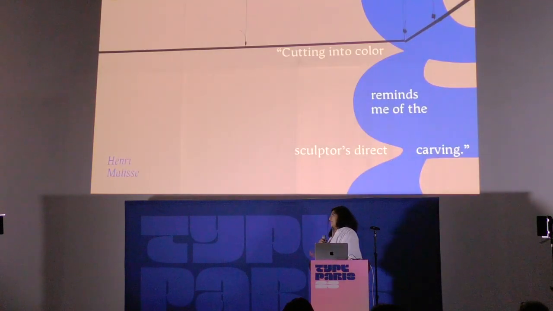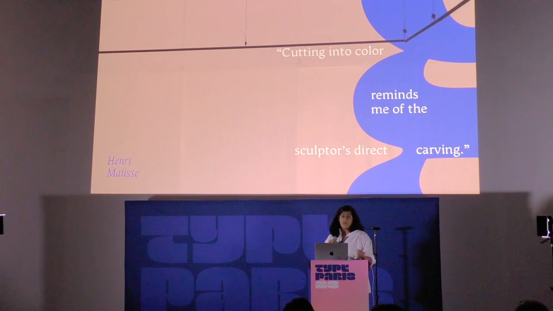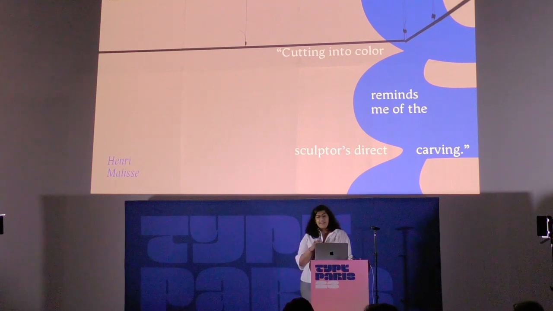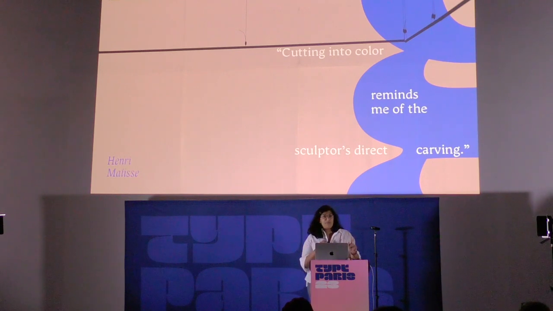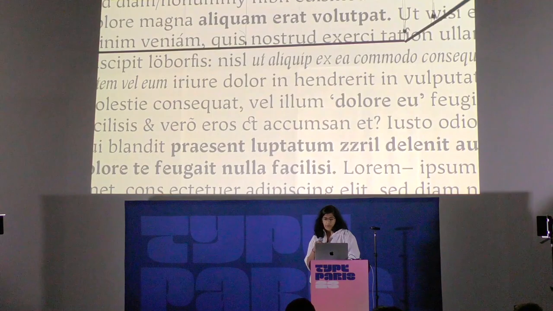This is another quote by Matisse that I thought was really nice, which also reflects back to type design. "Cutting into color reminds me of a sculptor's direct carving." And I thought that was really relevant to being a typeface designer as well, because you needed to know, especially when we went to Lyon and we went to the museum. I'm not going to try to pronounce anything in French because I'm going to be terrible at it. But that was a starting point.